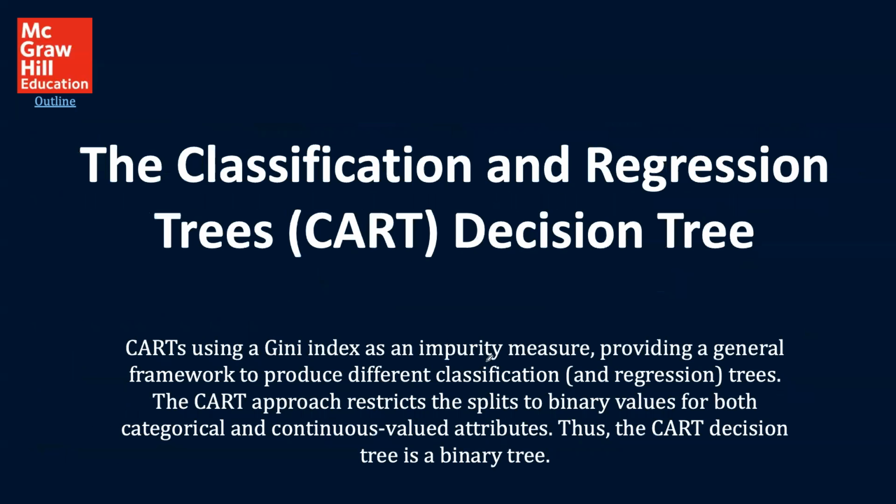So that's those concepts. And now let's get a little bit more into the CART decision tree, the classification and regression trees. CARTs use a Gini index, and we just talked about that, as an impurity measure, providing a general framework to produce different classifications in regression trees. The CART approach restricts the splits to binary values for both categorical and continuous variable attributes. Thus, the CART decision tree is a binary tree.